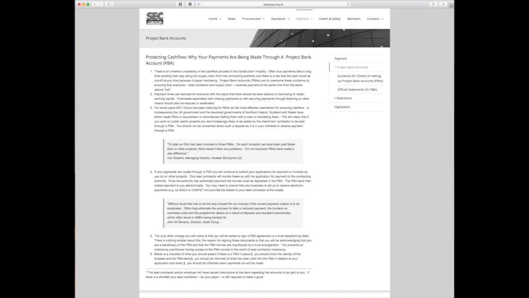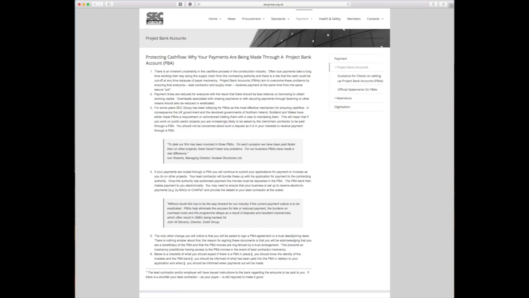Led by Professor Rudy Klein, the Specialist Engineering Contractors Group lobbied hard for the introduction of project bank accounts. Project bank accounts, or PBAs, enable faster payments through the construction supply chain, with payments being made as soon as 5 days from the due date. This is intended to reduce cash flow problems that can lead to supply chain members becoming insolvent.